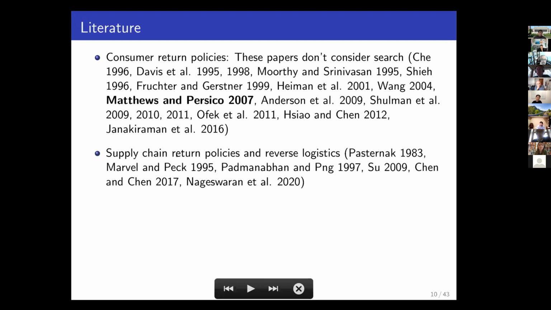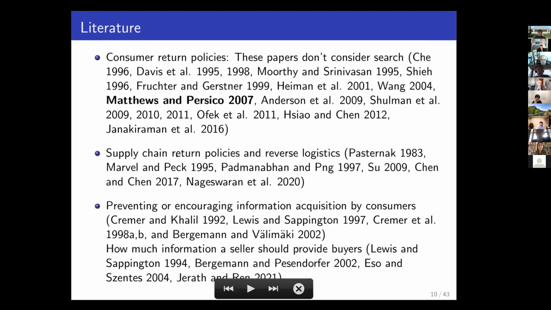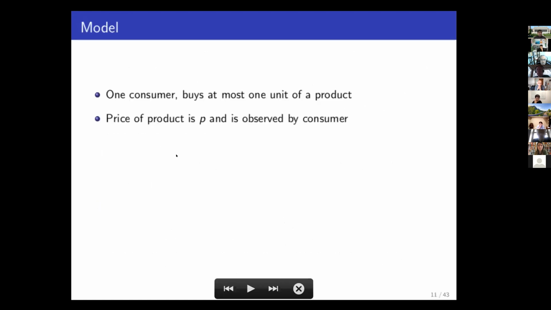Then there's a large literature on supply chain return policies and reverse logistics. So this is related to that, but not a whole lot. And then there's obviously literature on preventing or encouraging information acquisition by consumers, and also how much information a seller should provide buyers. So obviously related to that literature. Okay, so let me get to the model.